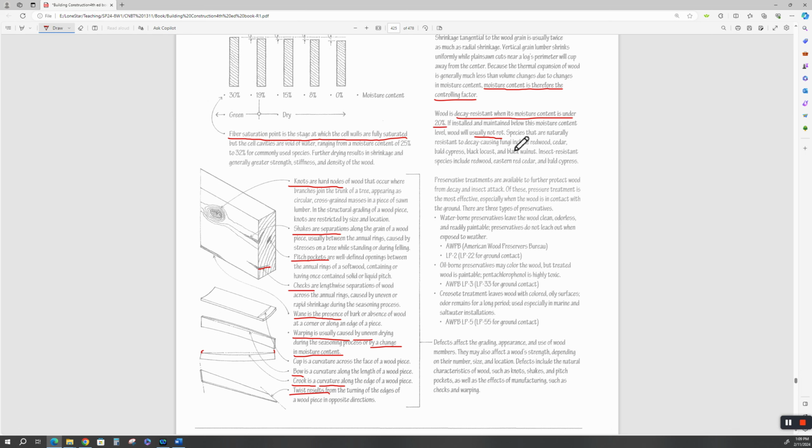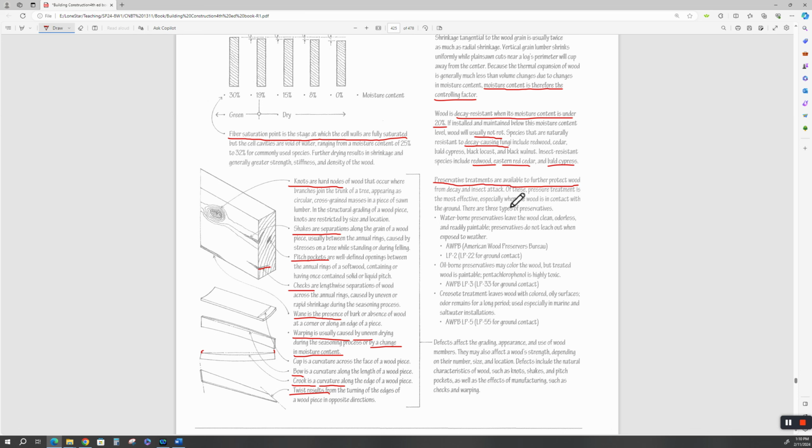There are some species that are naturally resistant to decay, and the decay is usually fungal, fungi eating the wood fibers, the cellulose in the wood itself. These include redwood, cedar, bald cypress, black locust, and black walnut. Insect-resistant species include redwood, eastern red cedar, and bald cypress. Insects don't like them because of the oil in the wood. It's the same way with the fungus in redwood, cedar, or bald cypress: because of the consistency of the resin in the wood, the fungi can't grow. Now, preservative treatments are available to further protect wood from decay and insect attack.